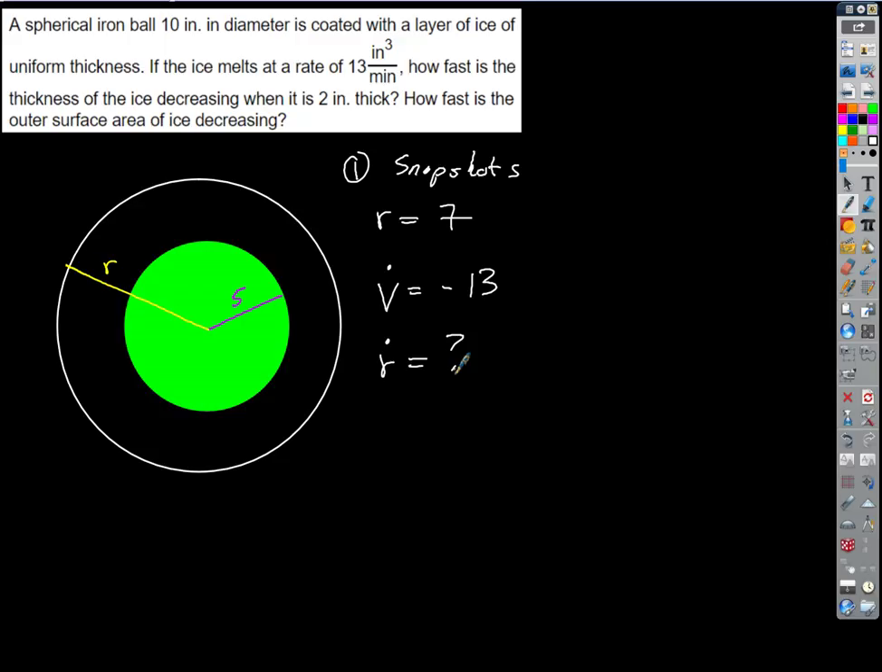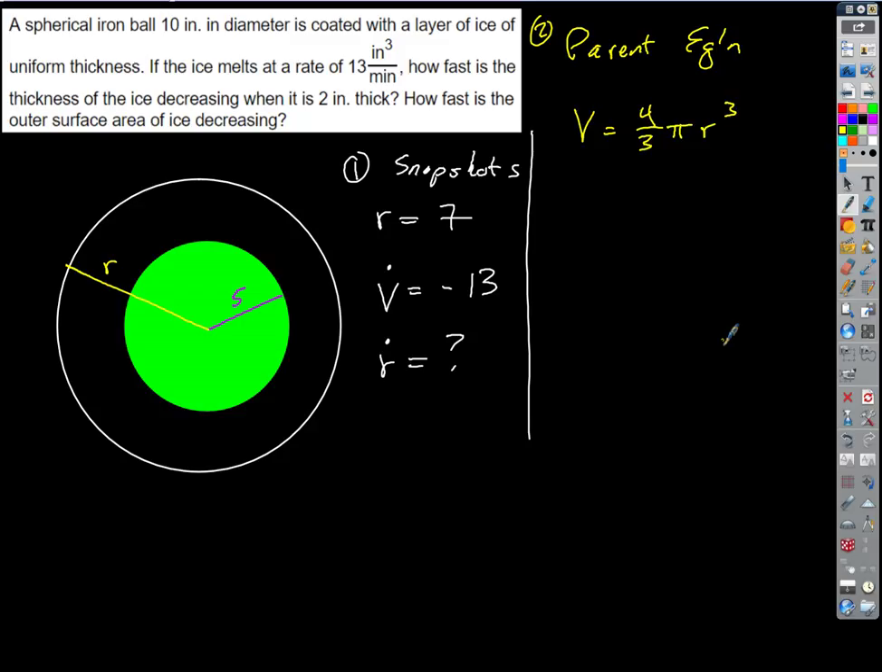So now what's step 2? The parent equation. Okay, what's it going to be here? That's a volume equation. Good. So the parent equation: V equals 4/3 pi r cubed. Okay, next step.